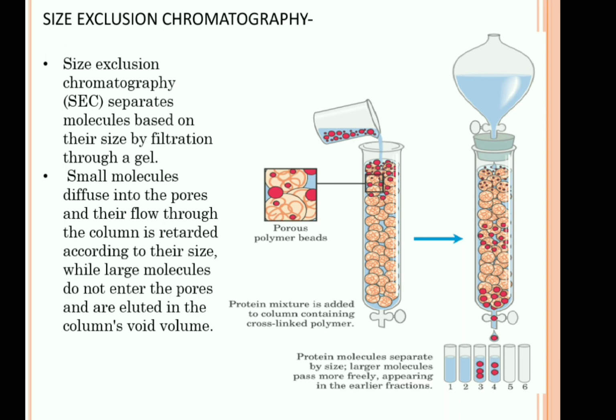Because when the small molecules of the sample get diffused into the pores of the stationary phase, they cannot elute, meaning they will elute later. Their elution rate is retarded as they diffuse into the pores. The large molecules, which do not enter the pores, are eluted in the column void volume. So this is size exclusion chromatography.